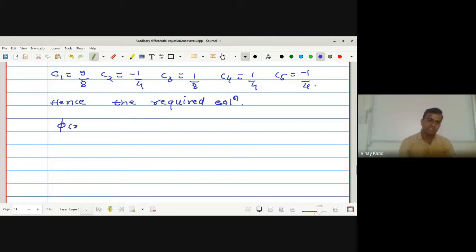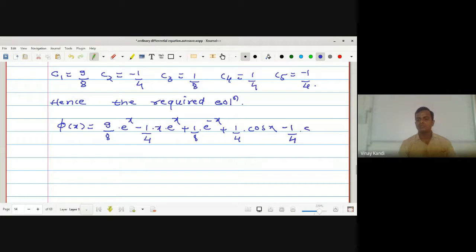Phi of x. Now put the values of C1, C2, C3, C4 and C5 in phi of x. So here we get 9 by 8 into e raised to x, minus 1 by 4 into x into e raised to x, plus 1 by 8 into e raised to minus x, plus 1 by 4 into cos x, minus 1 by 4 into sin x. So this is the required solution satisfying the given initial condition.